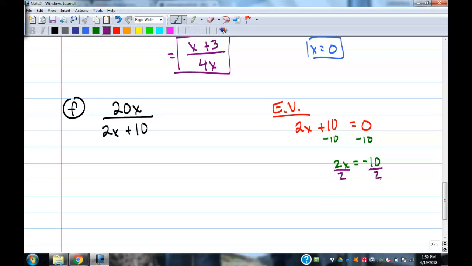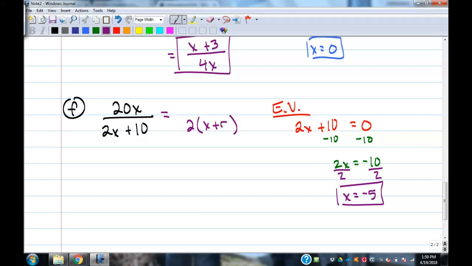Yeah, divide by 2, good. And x is -5. So our excluded value is -5. All right, now, next thing to do is look to see if you can factor. Top part's just 20x. Not anything I can do with that. But the bottom part, I got 2x and 10. What do they have in common? GCF is 2. So the factorization of that bottom part is 2 times what?